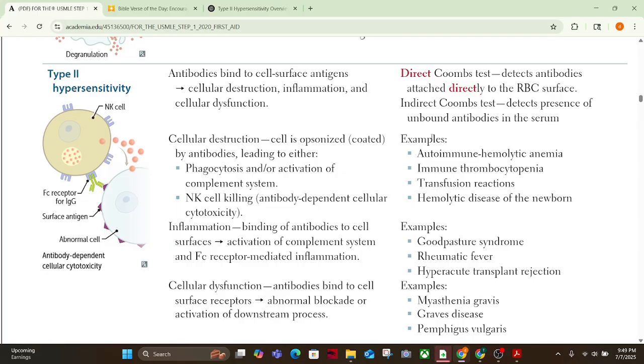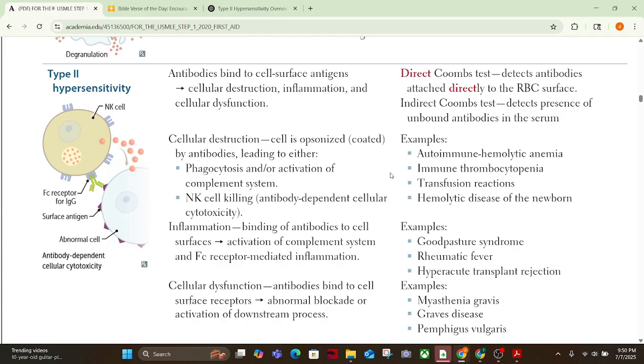Okay, and examples of the cellular destruction would be all this, but I want to talk about the hemolytic disease of the newborn. Okay, hemolytic disease of the newborn is very high yield. This is when the mother is Rh negative. So this only happens if the mother is Rh negative, or any kind of negative, O minus, A minus, B minus, AB minus, right? So hemolytic disease of the newborn only happens if the mother is Rh negative.